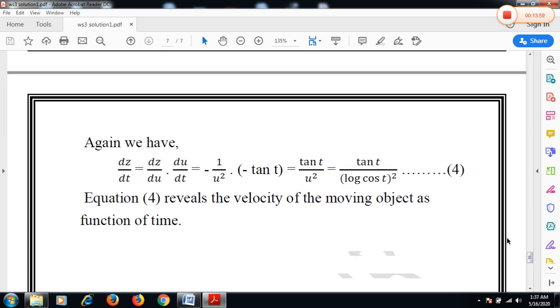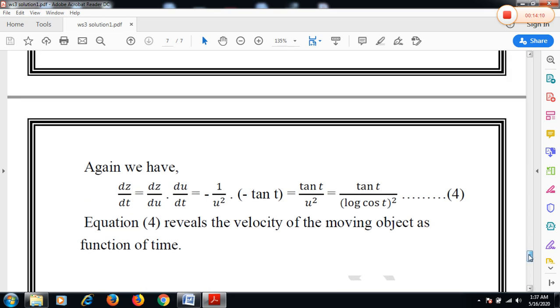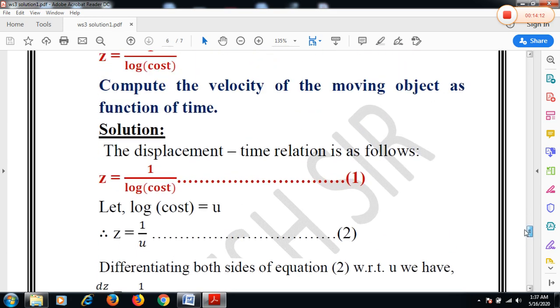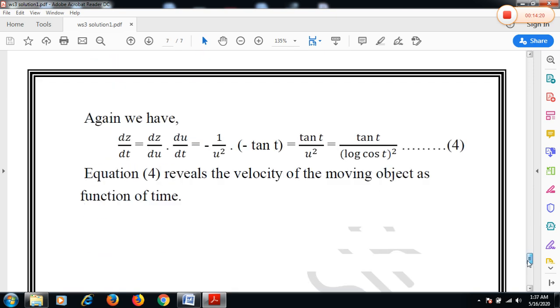Let us move forward to the last part of this problem, that is we need to find out dz/dt. Okay, dz/dt, we needed to find out that, right? Compute the velocity of moving object as function of time. So we need to find out dz/dt, that is none other than the velocity. Okay, so we are having dz/dt, again we are using the chain rule.